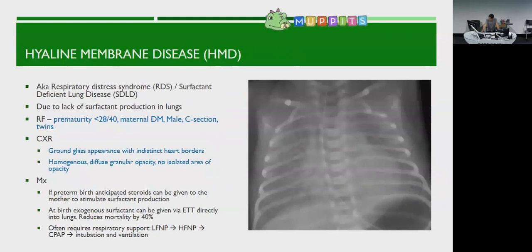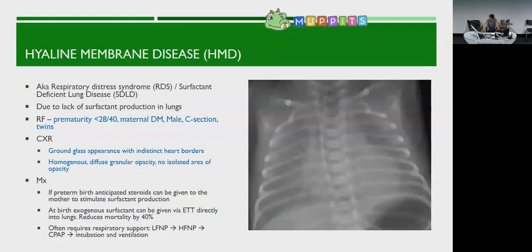So the two descriptions that you will see that are pathognomonic for it are either that ground glass appearance that you will see on the lungs that's diffuse, or similarly, a different description but to the same effect, homogeneous diffuse granular opacity with no isolated area of opacity. And that's basically telling you that because it's spread all over, it's less likely to be a pneumonia because it's not patchy, it's not in parts of the lungs.